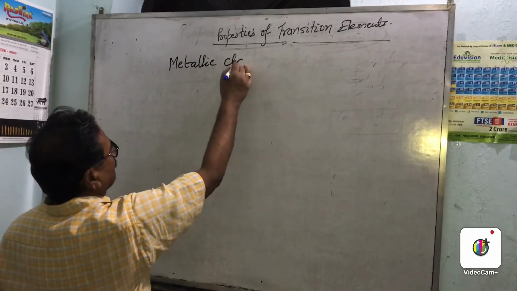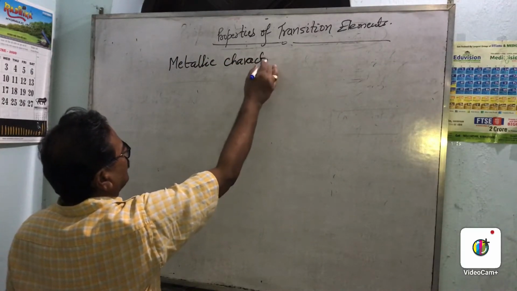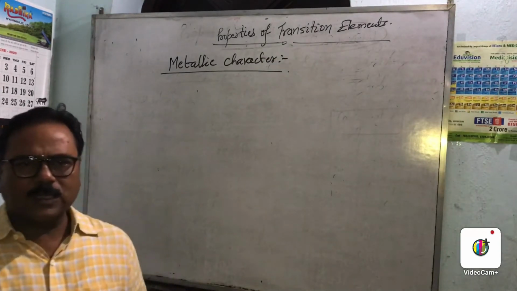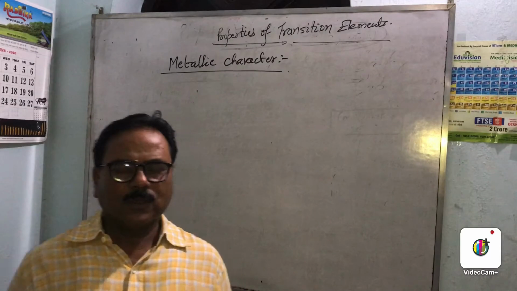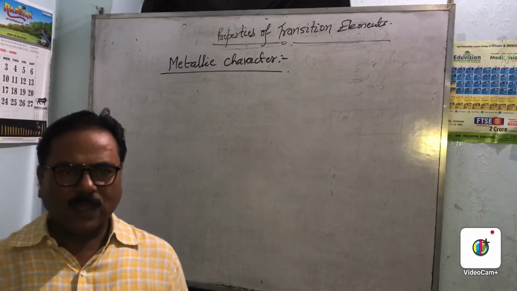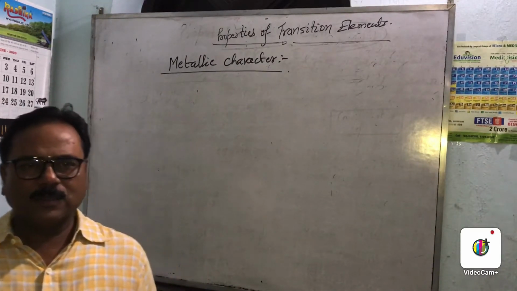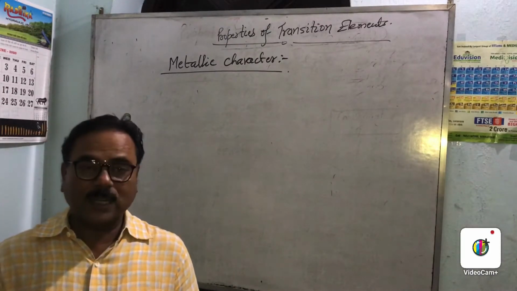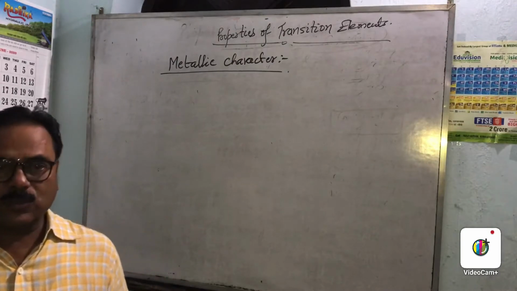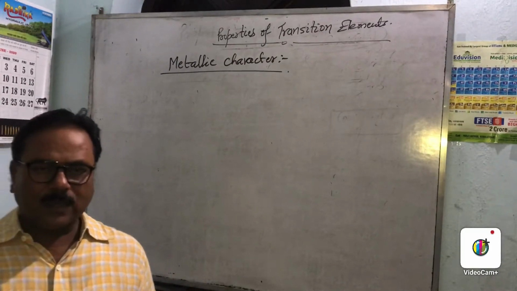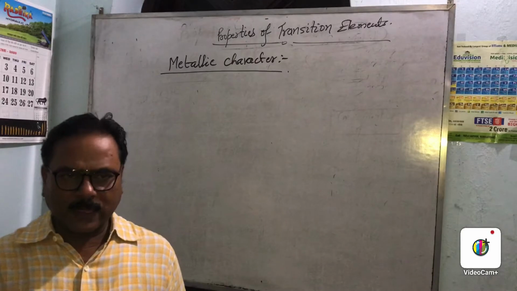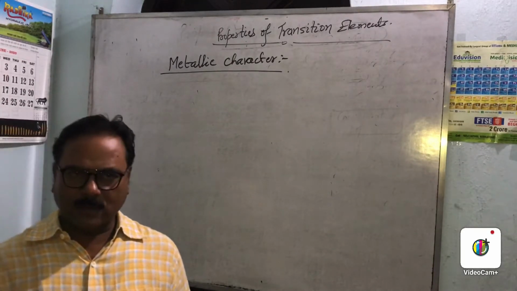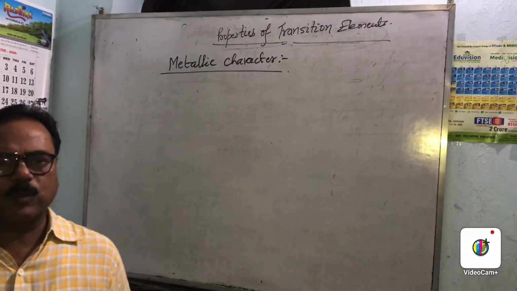Metallic character. There is no question in this. Transition metals are all metallic, and if they are metallic, then they carry the metallic character. And what is the metallic character? They are sonorous, ductile, conductors of heat and electricity, and malleable. These are the properties.